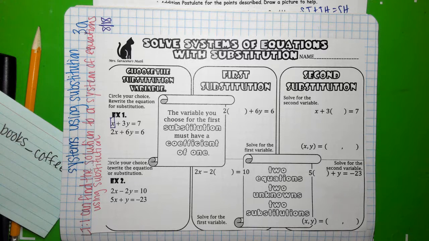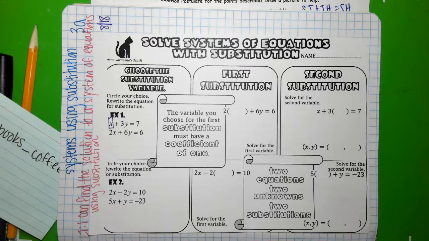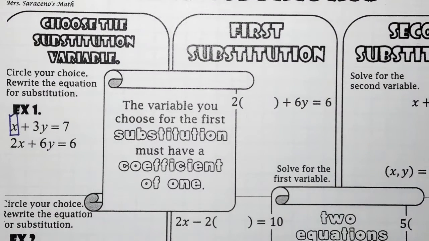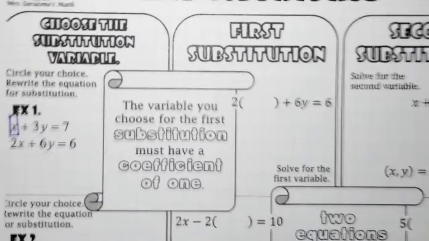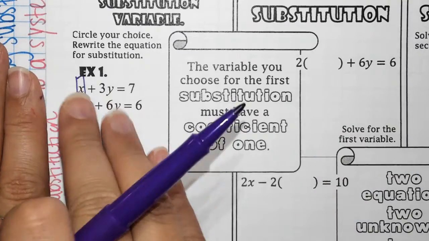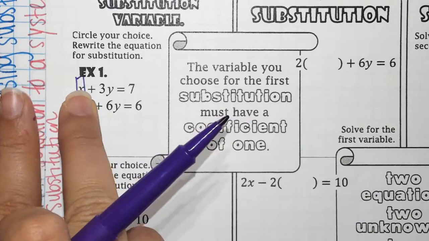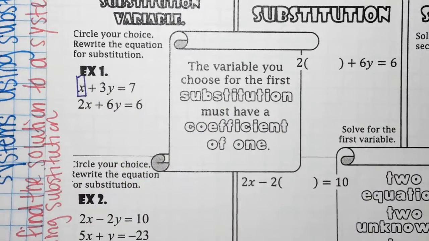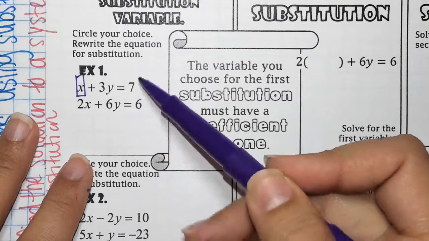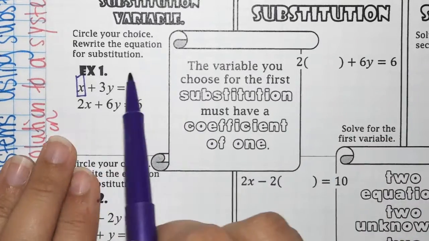Now, again, the reason that we chose x is because it has a coefficient of 1. Remember, the coefficient is the number in front of the variable. So we're trying to get x by itself. We don't have a variable that's by itself already, do we? In these two? We don't. So we're going to get one by itself.